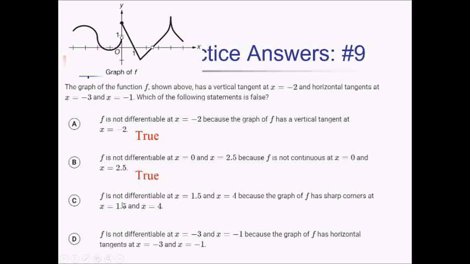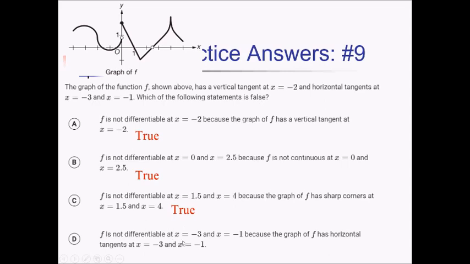Choice C now, f is not differentiable at 1.5 and 4 because the graph has sharp corners. Well, yes, there's a cusp at 1.5, or actually a corner at 1.5 and a cusp, if we're being really specific here, at x equals 4. That means you're not going to have differentiability. With the cusp, both of the issues are you have an abrupt change in slope, and the cusp has infinity thrown in as well. So this is a true statement, not differentiable at those spots.